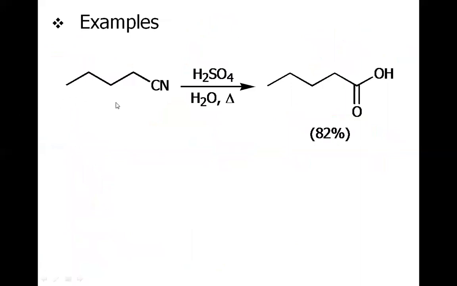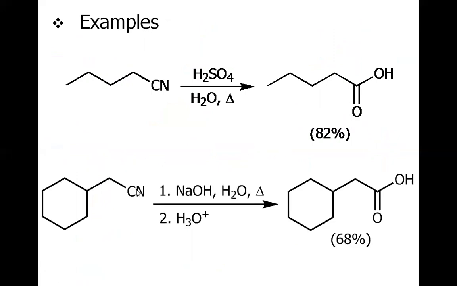For example, this, when treated with sulfuric acid at temperature, we will get this carboxylic acid formed. And also we may have the base catalyzed hydrolysis of nitrile when treated with the sodium hydroxide. Upon the acidic workup, this C triple bond N will convert into C double bond O and OH in a moderate yield for the carboxylic acid.